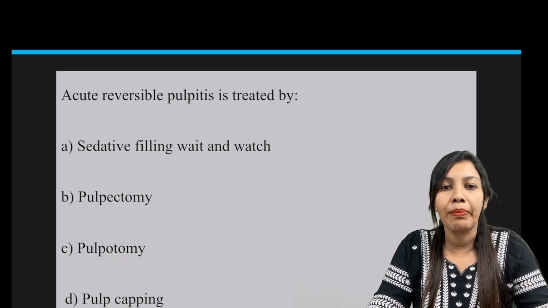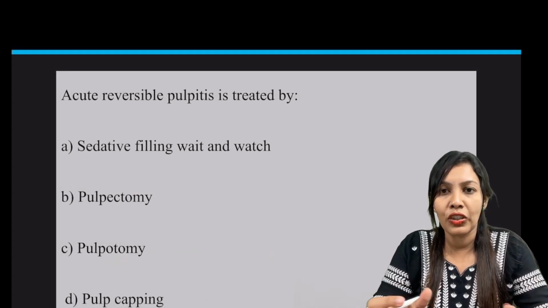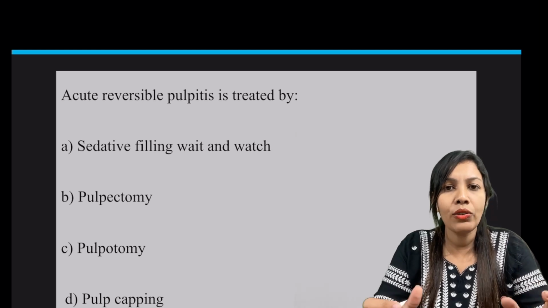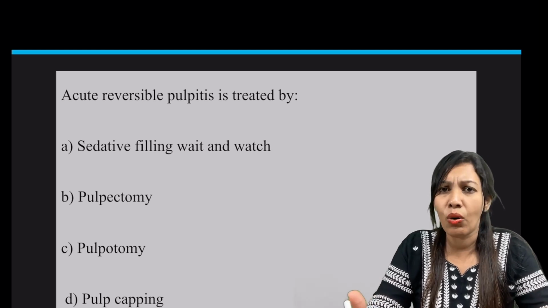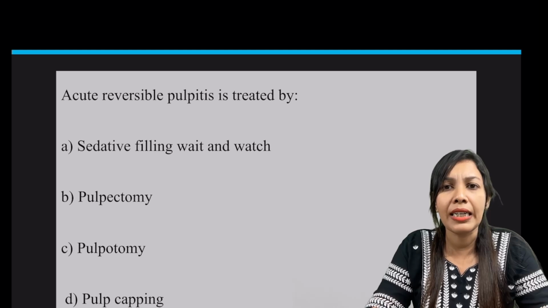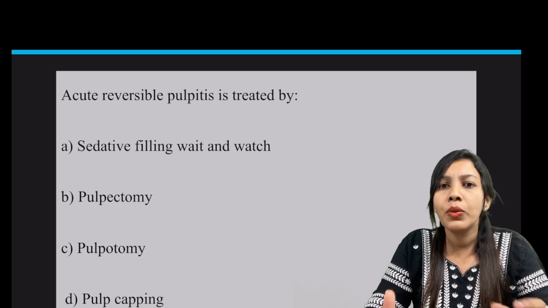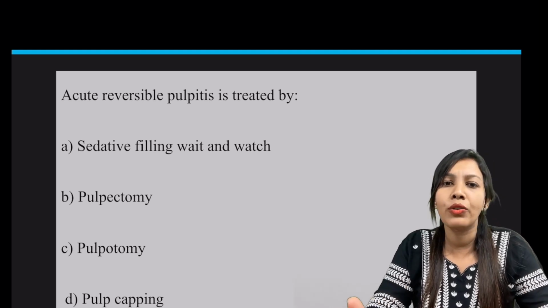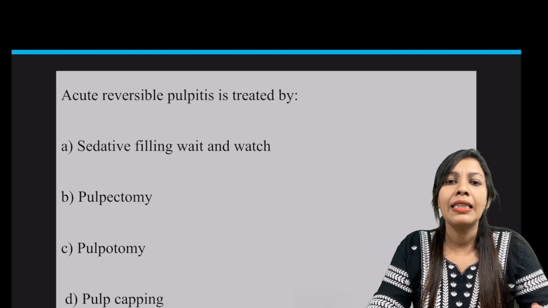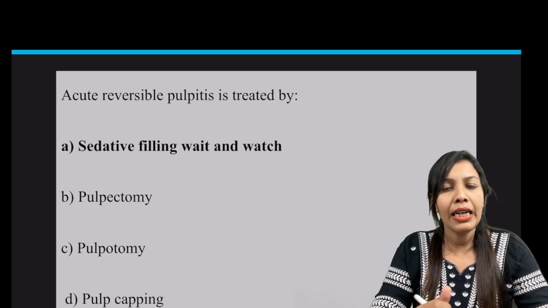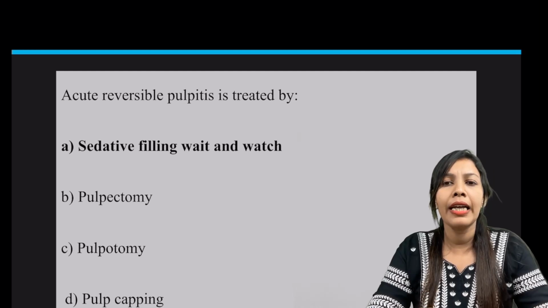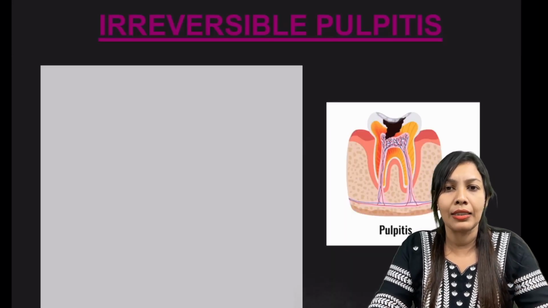So what is the treatment? This is the question from which you will get the treatment part. Acute reversible pulpitis is treated by. Do we need a treatment? No, because that is actually a condition. When we give an irritant, the pulp starts to react. Once we remove the irritant, the pulp will come back to its normal position. So simple. Sedative filling and watch and wait. That is the only thing that we need to give. What is the irritant? Remove that. Give a sedative filling. Just wait and watch. That is the answer, right?